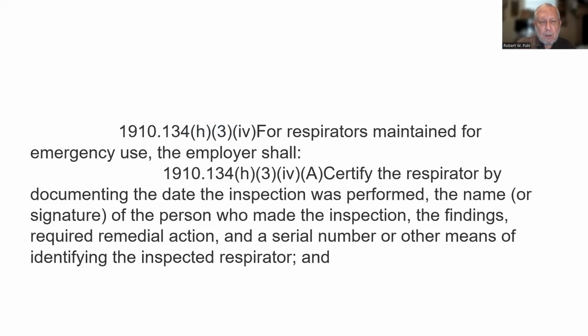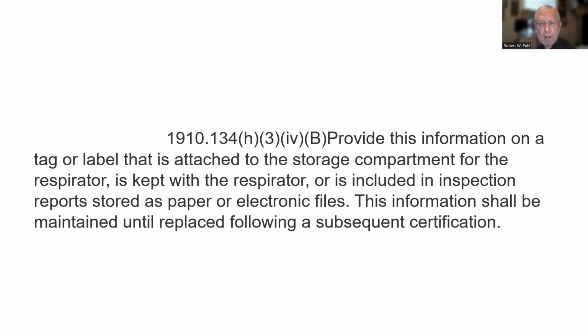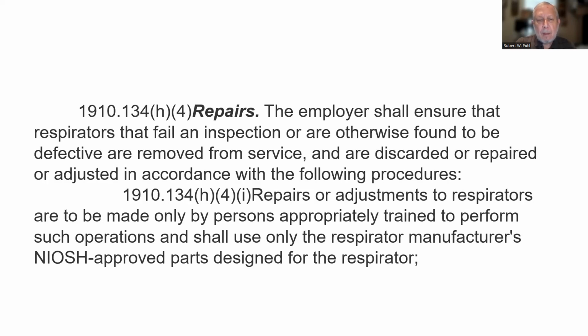For respirators maintained for emergency use, the employer shall certify the respirator by documenting the date the inspection was performed, the name or signature of the person who made the inspection, the findings, required remedial action, and a serial number or other means of identifying the inspected respirator, and provide this information on a tag or label that is attached to the storage compartment for the respirator, is kept with the respirator, or is included in inspection reports stored as paper or electronic files. This information shall be maintained until replaced following a subsequent certification.